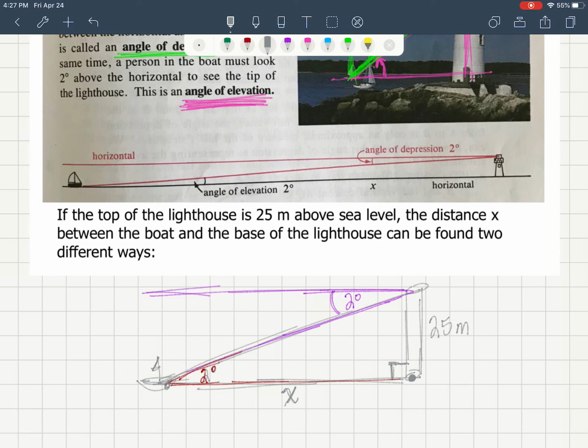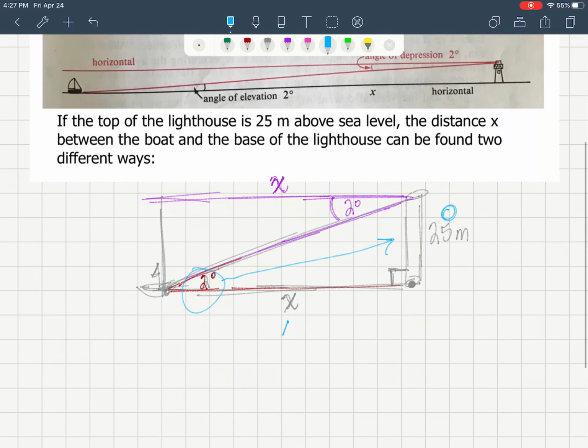Can we find that distance x? Well, that distance x is the same as this distance x above because we make a rectangle. Either way, I'm going to circle my reference angle, draw an arrow going to the opposite side. X is the adjacent side. Opposite and adjacent, not sine, not cosine. It is indeed tangent. So we're going to write the tangent of 2 degrees is equal to 25 over x.